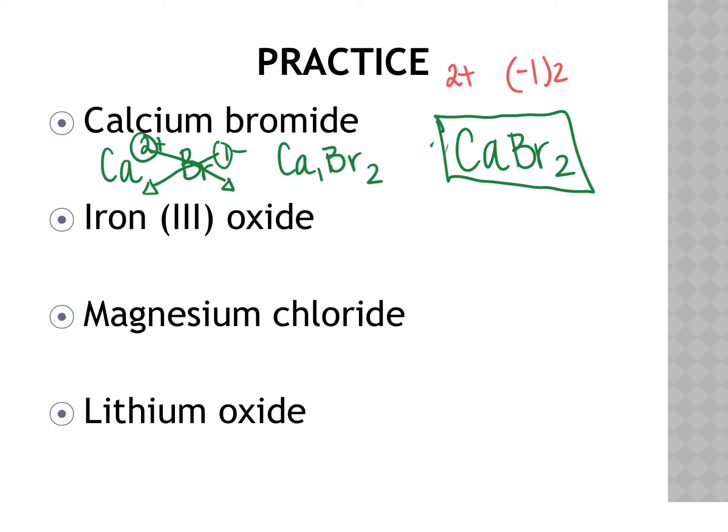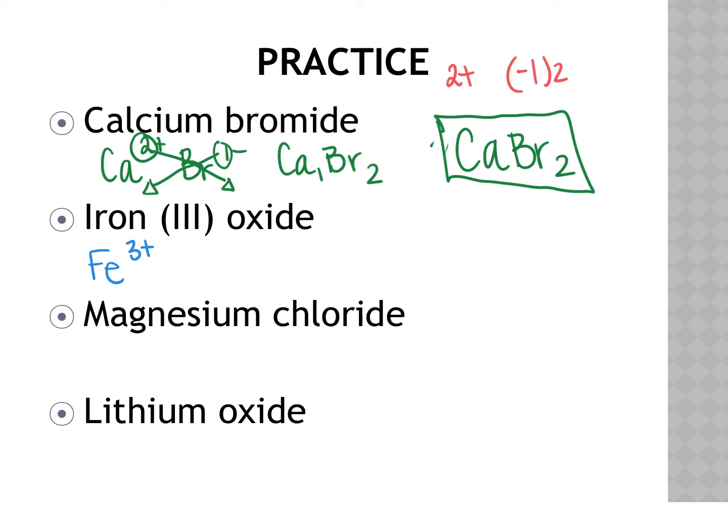Okay, let's do iron 3 oxide. What is the symbol for iron? Iron is Fe. What does that 3 in parentheses tell you? That's telling you the charge of iron because iron's one of those transition metals. So that's telling you it's a +3 charge. How do I know it's a plus and not a negative? Because metals are always positive, never negative.